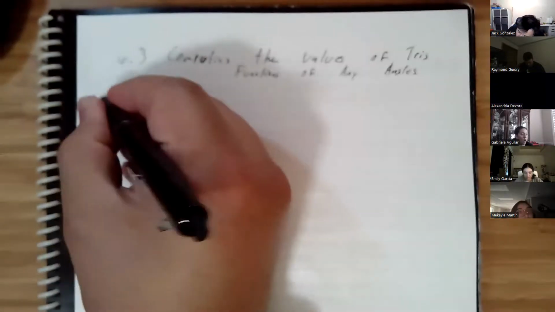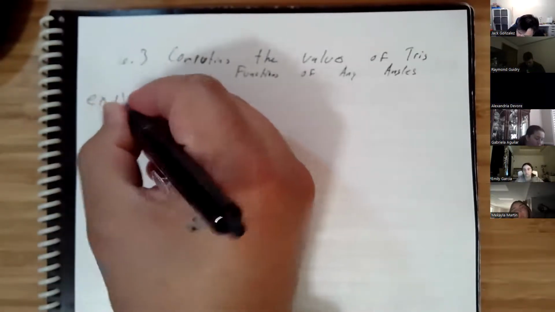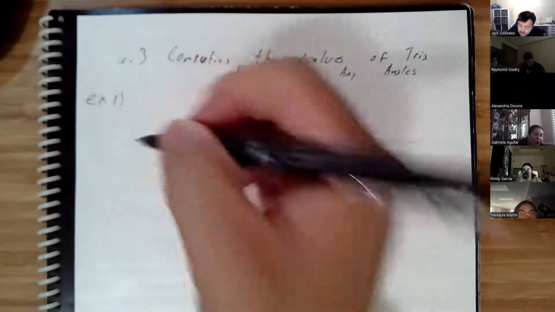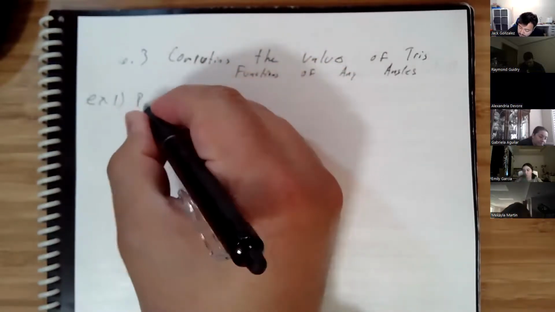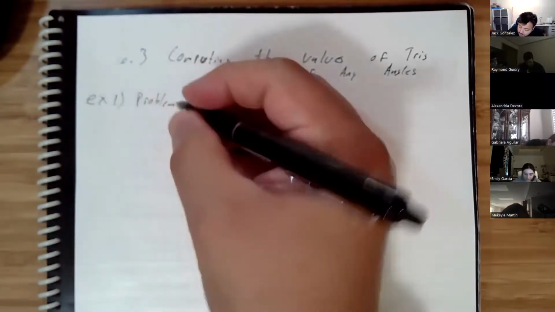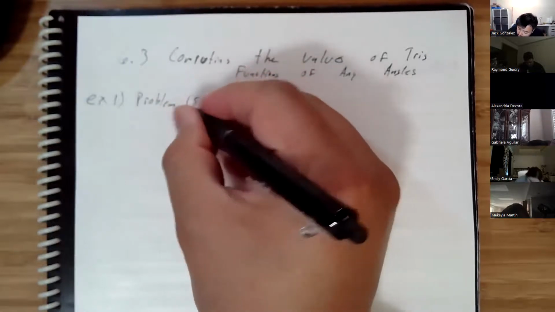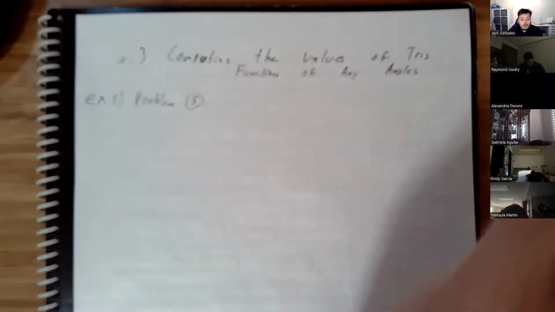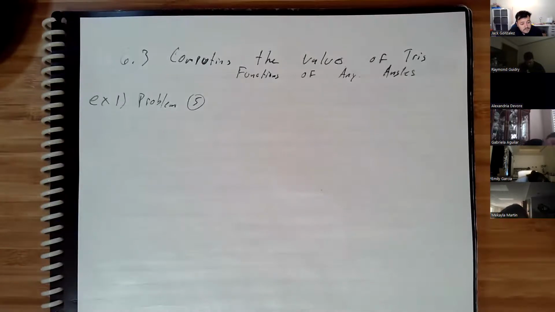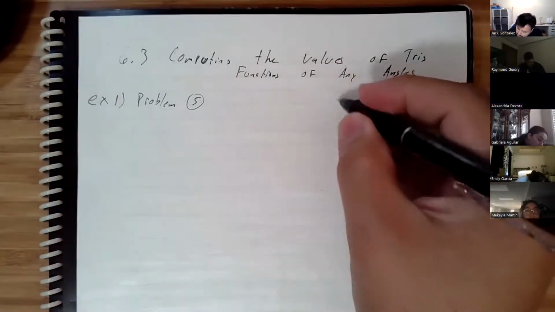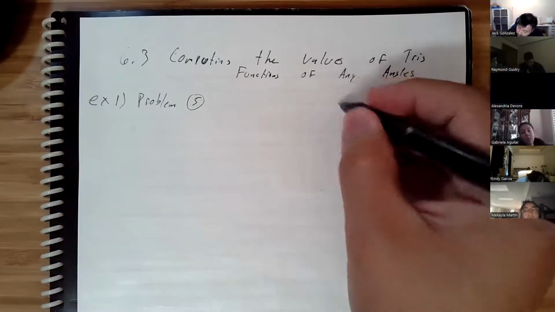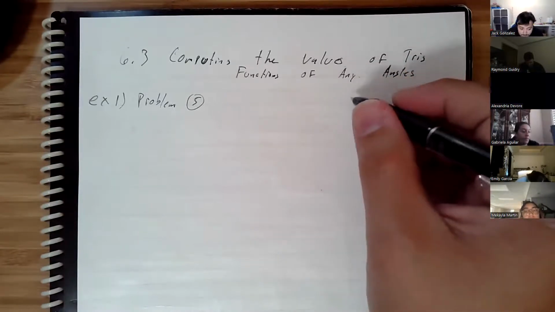Let's go straight to the examples this time. We have plenty of notes already. So example 1 for 6.3, let's look at problem 5. It says find the 6 trig functions. So if you're given a point and not the triangle, you can easily build one, right?